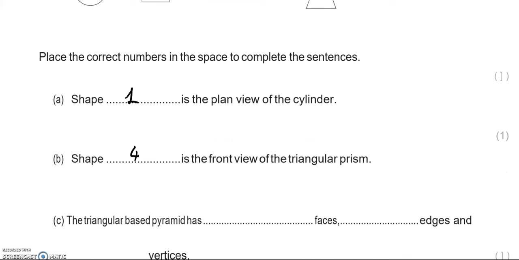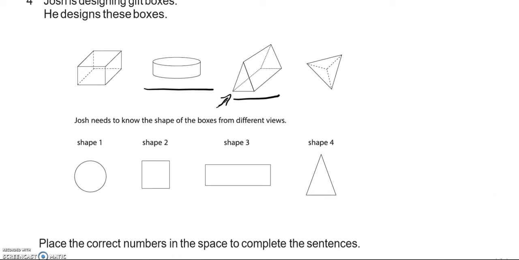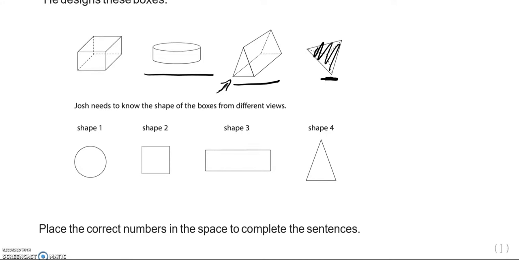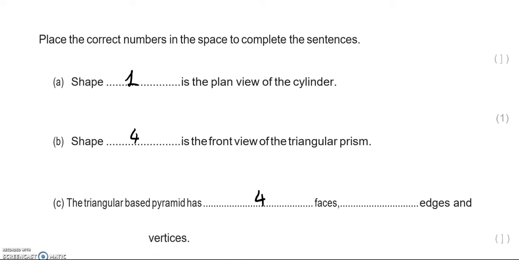The triangular based pyramid has this many faces, edges and vertices. So having a look at the triangular based pyramid, which is this one. How many faces does it have? It has this one here, and then the other 3 on the side. So 1 at the base, and the other 3, that makes 4 faces.